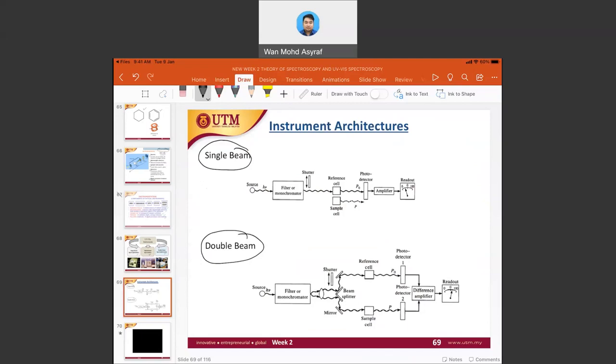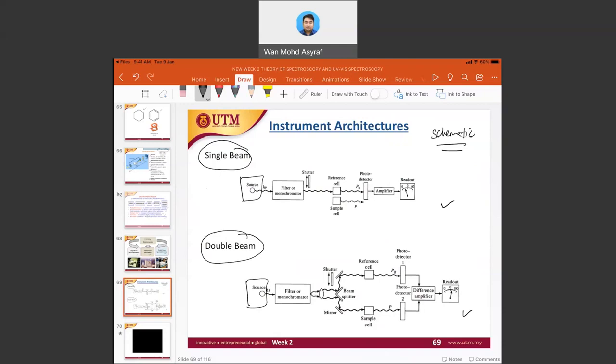Okay, so basically, we are going to look at a schematic diagram. When I'm talking about a schematic diagram, this also can represent a schematic diagram. Okay, all right. So for both single beam and double beam UV spectrometry, it comes from a single source. Okay, a single source, but throughout the process, it has some difference between them. Okay, let's look into the single beam first.